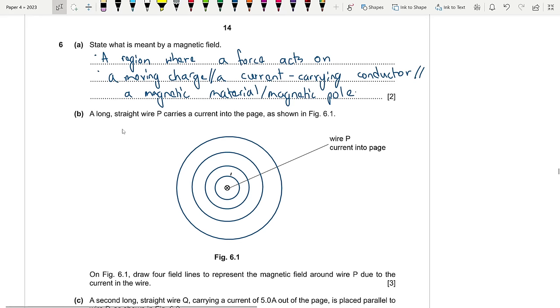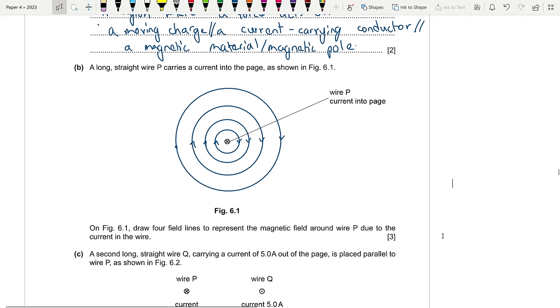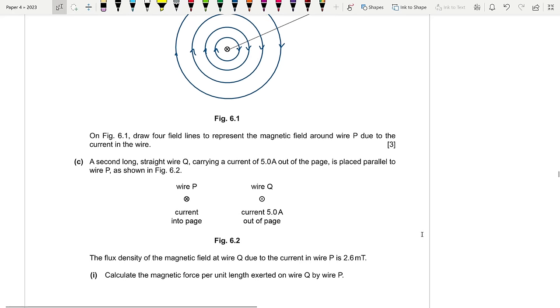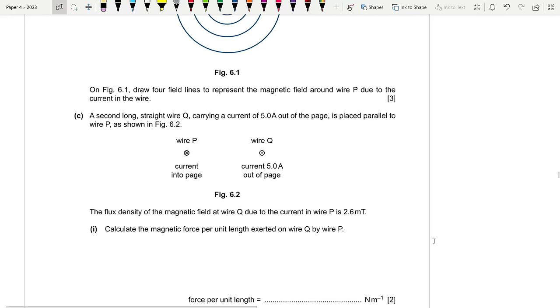Look at this distance over here, look at this distance, and then this distance. It's increasing outwards. Also, look at the direction. It has to be clockwise according to the right-hand grip rule. If current is into the page, then the direction is clockwise, okay? I feel like it could have been a bit better. Wait, let me just change it by a bit. Yeah, there you go. I think it's better now. Okay, now a second long straight wire Q carrying a current of 5 amperes out of the page is placed parallel to P.